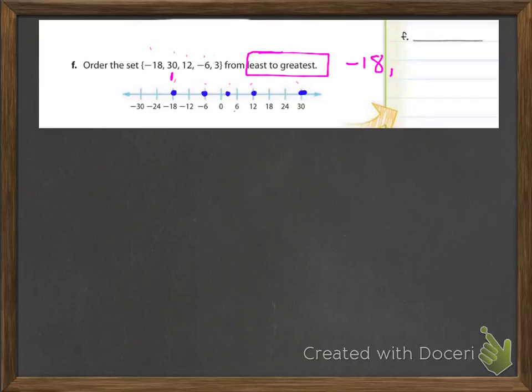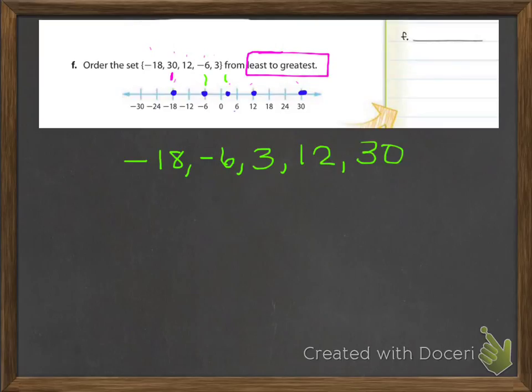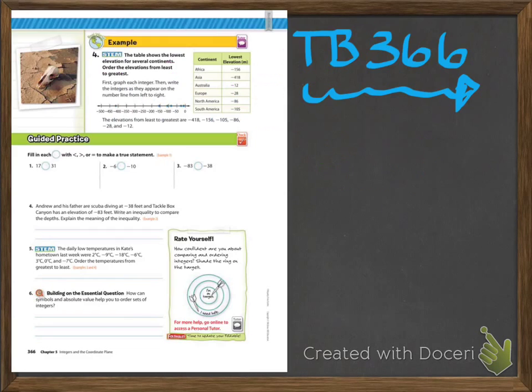So -18 is going to be the least, -6, then we will have 3, and actually I'm going to go ahead and put these down here. Okay, so as you can see, I'm getting these from here in order: -18, -6, +3, and then we have +12, and then we have +30, or just 30. So this should be your answer for F.